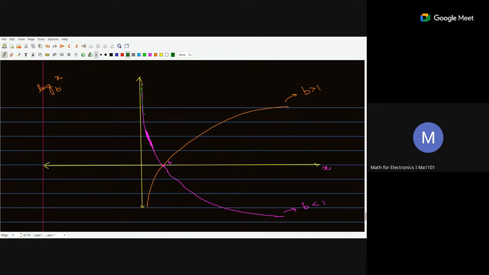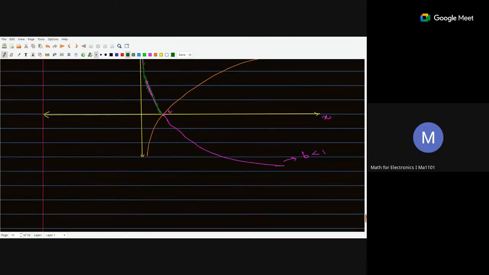This is when b is between 0 and 1 and x is between 0 and 1. This is how it is, and this is always positive. You see, this is always positive. That is why the option, which is option B, is less than 0, is incorrect. And now you see x is greater than b, or am I missing something? Okay, we are correct. So this is how the graphs look.